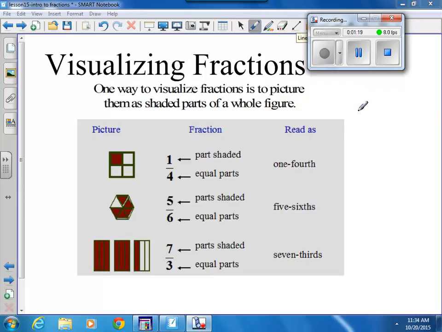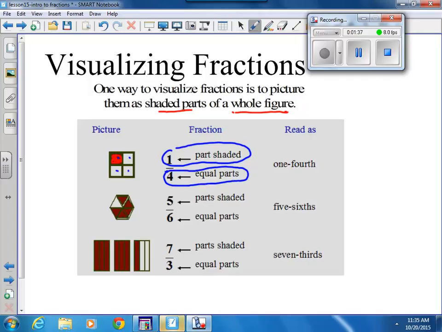One way to visualize fractions is to picture them as shaded parts of a whole figure. So for example here, we've shaded in one part, and I'll put a blue dot, but there's 1, 2, 3, 4 parts altogether. So one part shaded out of 4 equal parts. So we say that this is representing 1/4 of the whole, read as 1/4.